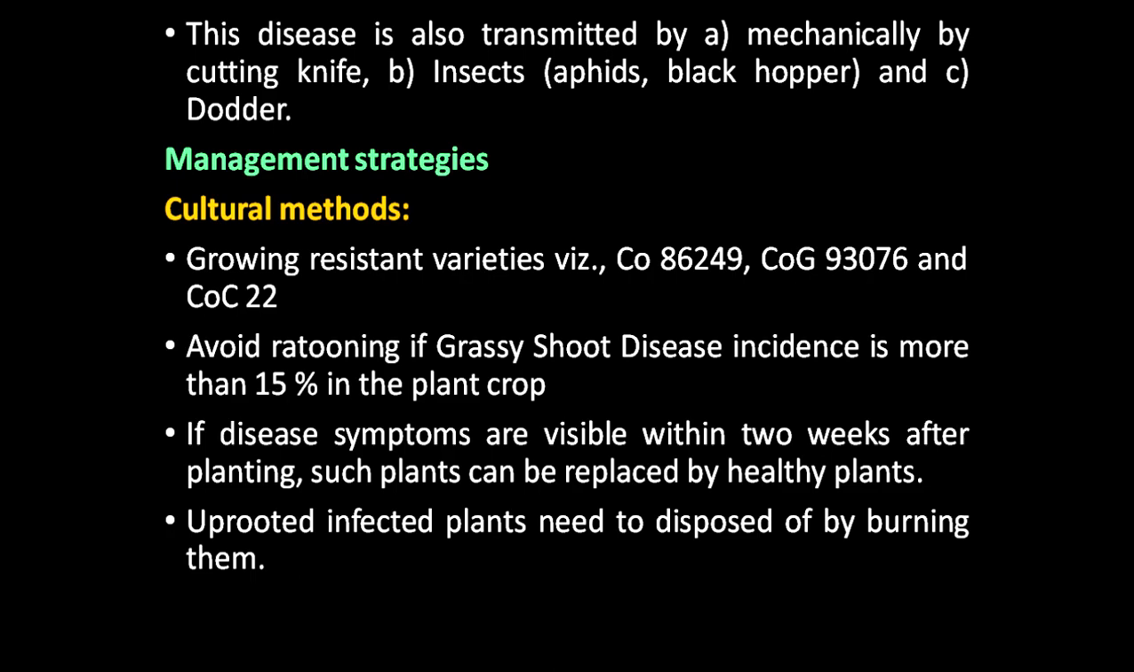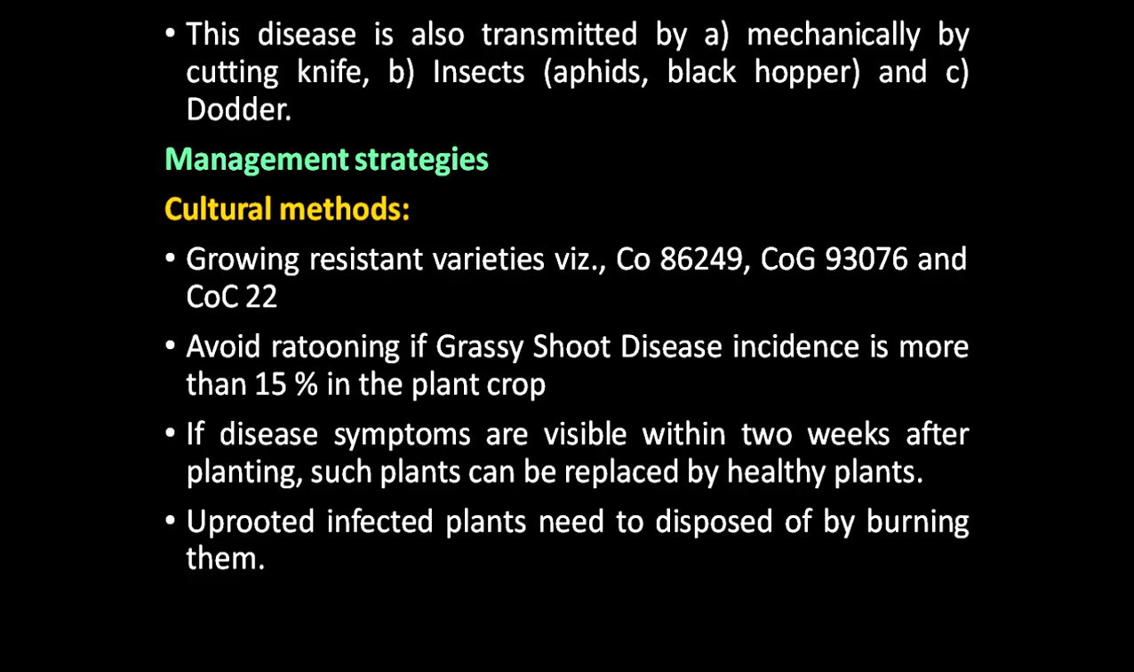This disease is also transmitted by mechanical agents, especially the knife which is used for cutting the sugarcane sets before sowing to the field, as well as some kinds of insects. Some kinds of insects also transmit these pathogenic organisms from the infected field to other healthy fields: aphids, leafhopper, as well as the dodder.